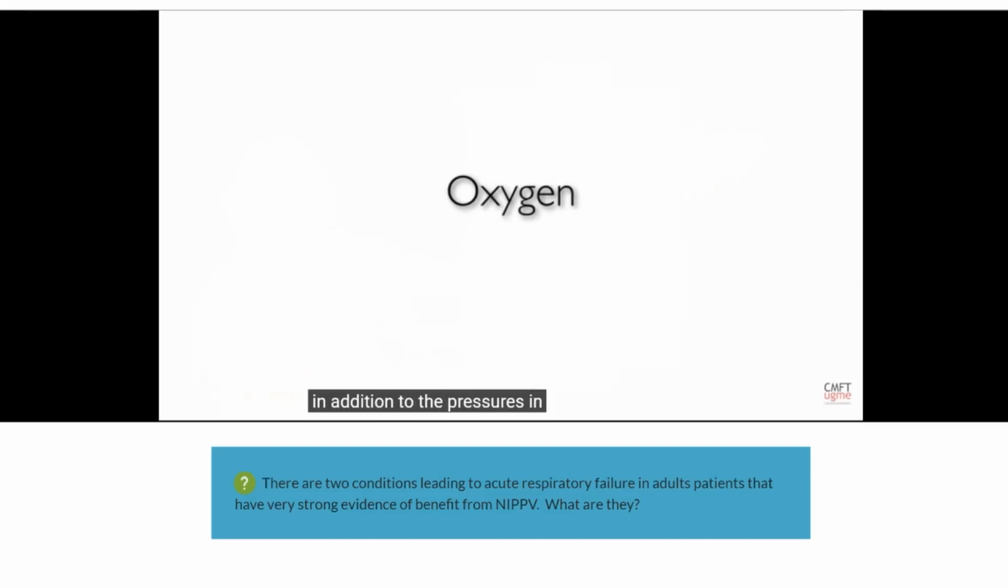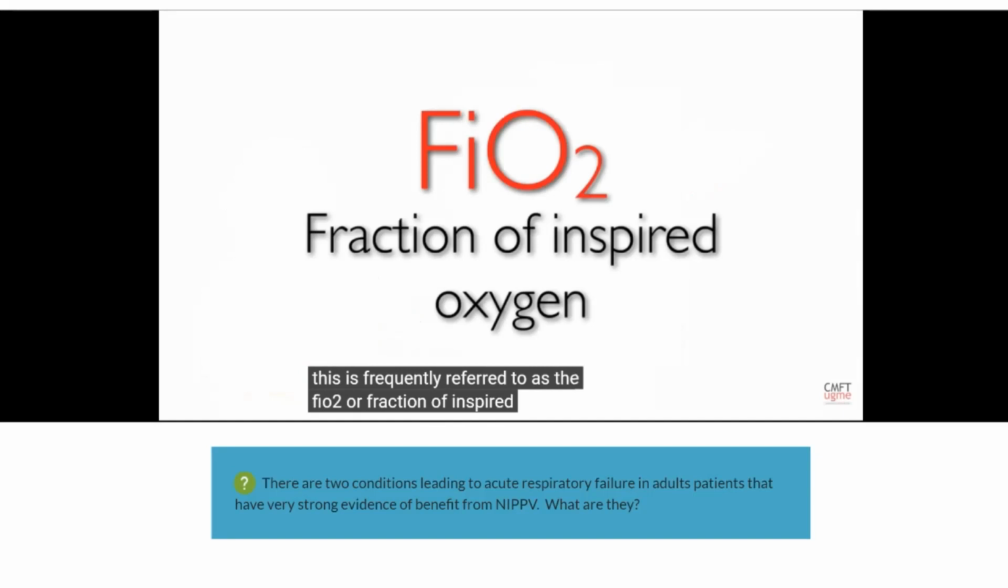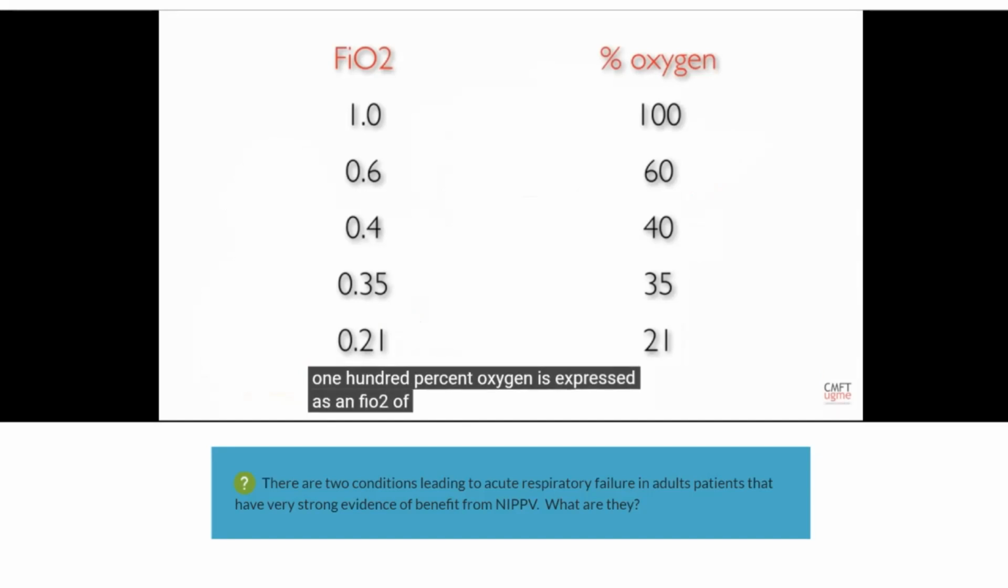In addition to the pressures in both non-invasive ventilation and CPAP, oxygen levels must be set. For various reasons, this is frequently referred to as the FiO2, or fraction of inspired oxygen. The FiO2 is expressed as a fraction, so that 100% oxygen is expressed as an FiO2 of 1, and 21% oxygen is expressed as an FiO2 of 0.21.